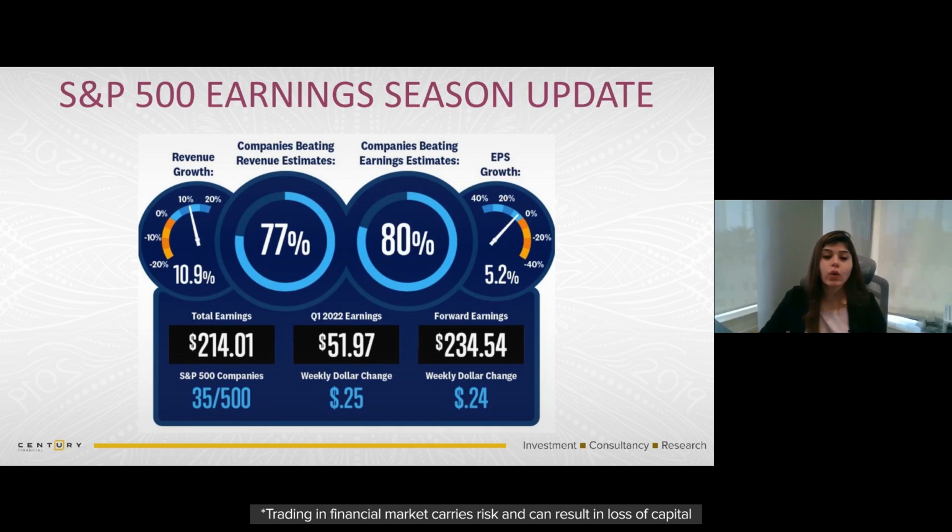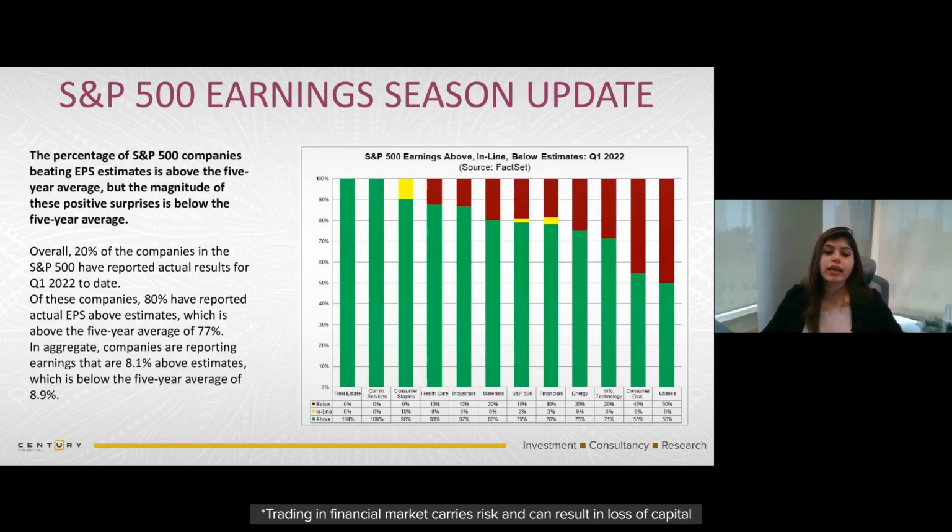Now, 80% of these companies have already beaten the earnings estimates, whereas 77% of these companies have beaten the revenue estimates. If we look at the next slide, when I said 20% have already reported, out of these 20%, 80% have reported above expectations.